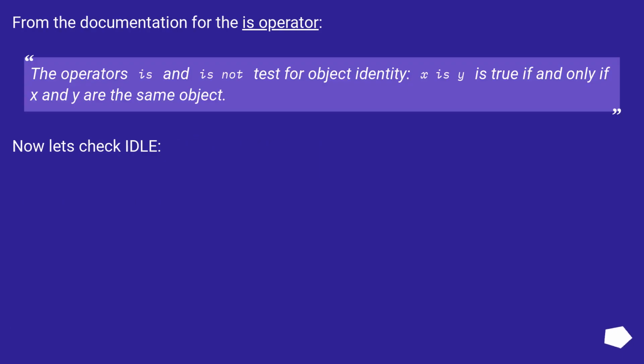From the documentation for the is operator: the operators is and is not test for object identity. X is Y is true if and only if X and Y are the same object. Now let's check IDLE.